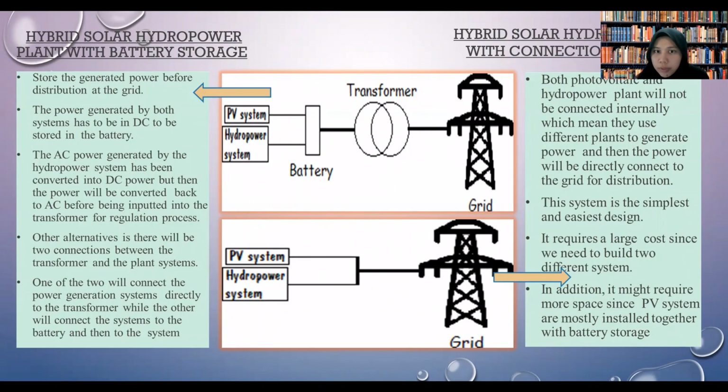The next type of hybrid is the hybrid solar hydropower plant with connection at the grid. Both the photovoltaic and the hydropower plant will not connect internally, which means they use different plants to generate power, and the power will be directly connected to the grid for distribution. This system is actually the simplest and easiest design, but it might require a large cost since we need to build two different systems. In addition, it might require more space since PV systems are mostly installed together with battery storage.